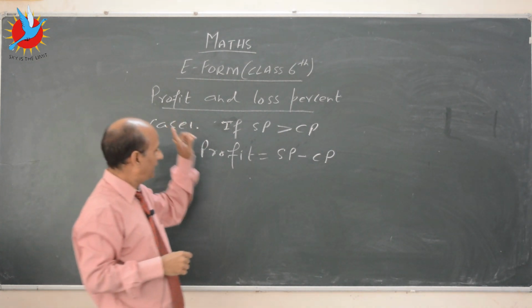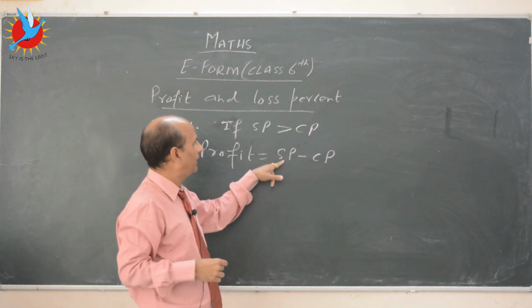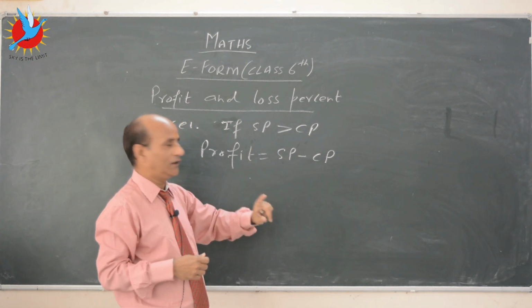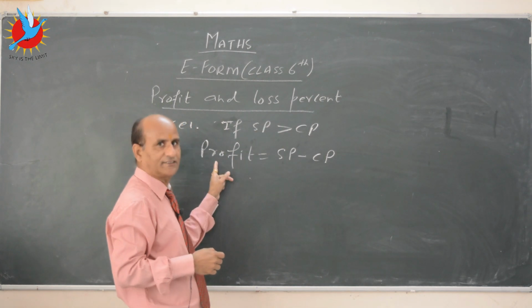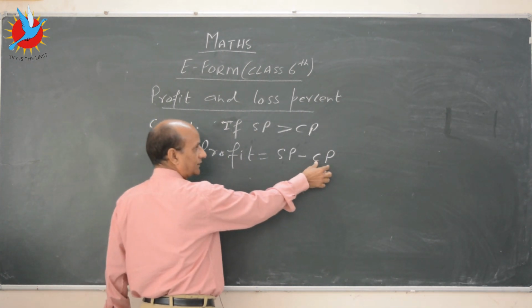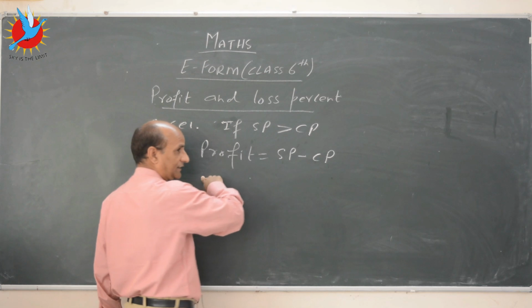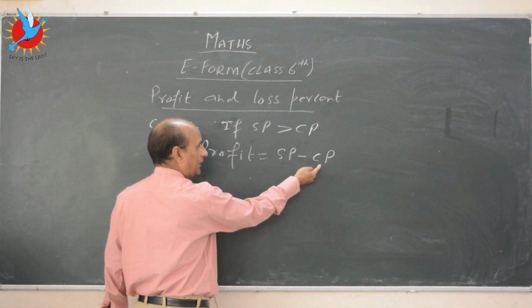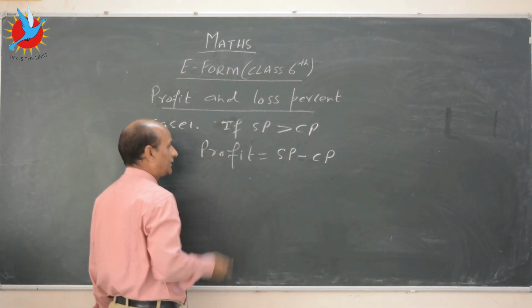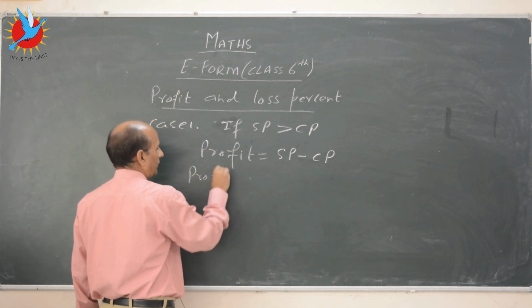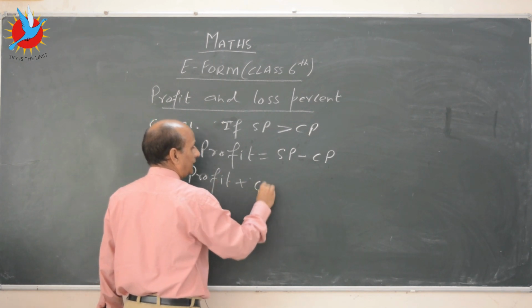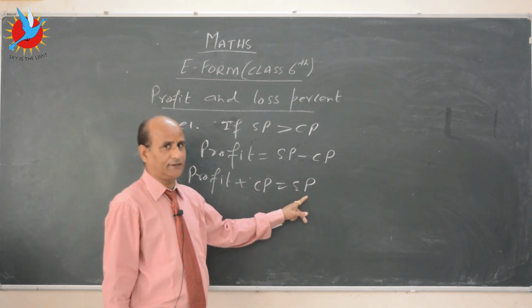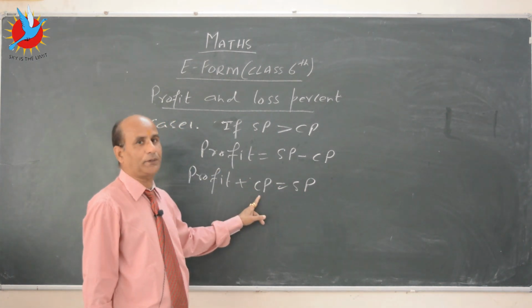Now with the help of this formula, how to find selling price and cost price. First, if we want to find the selling price, then we will shift this cost price to this side. When we shift the data from the right hand side to the left hand side, the sign is changed. Here it is minus, and when it comes to this side, it becomes plus. So it is profit plus CP is equal to SP. So you can find selling price when profit and cost price are given.